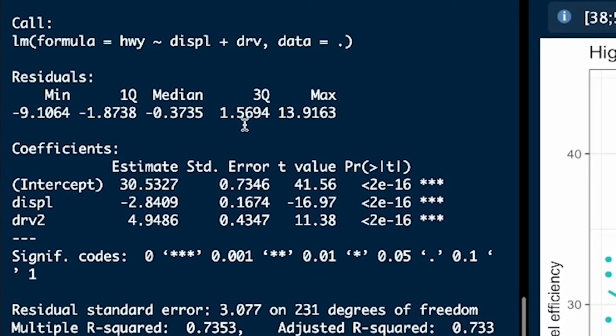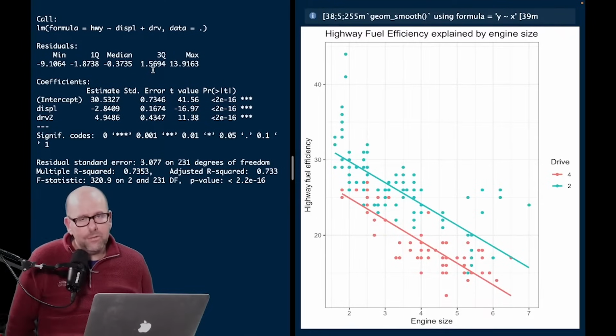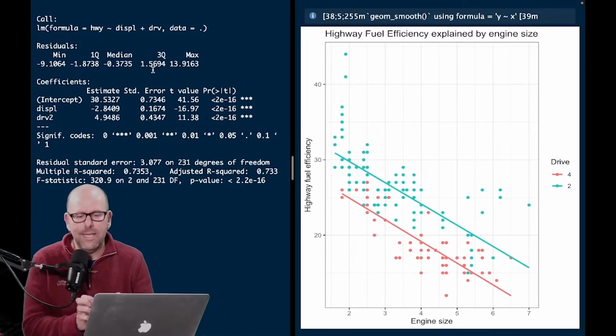Y-intercept, we're going to ignore displacement, which is engine size. As engine size increases, highway fuel efficiency decreases by 2.8. Happy days. Now, this is where people get a little bit confused, so pay attention, take a deep breath. This is what I want you to understand.